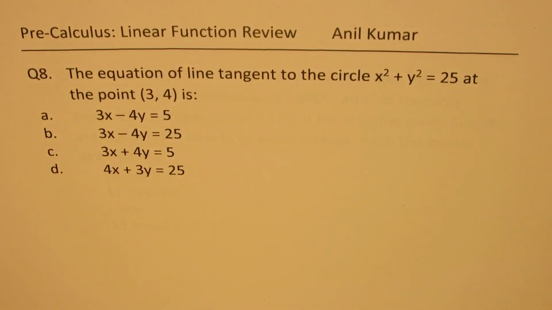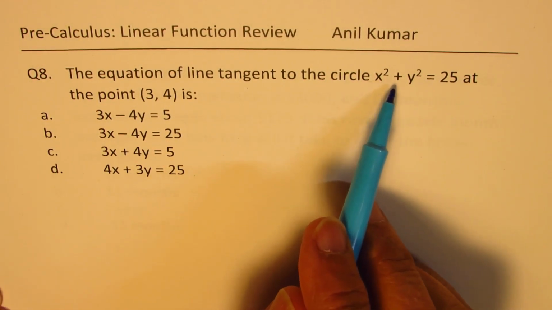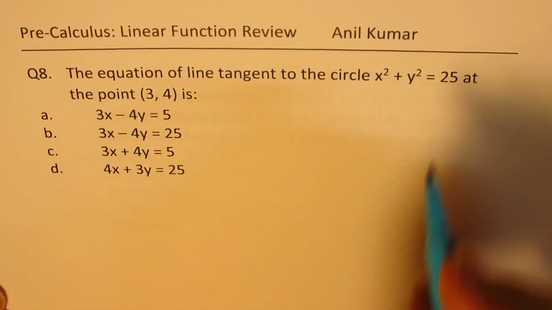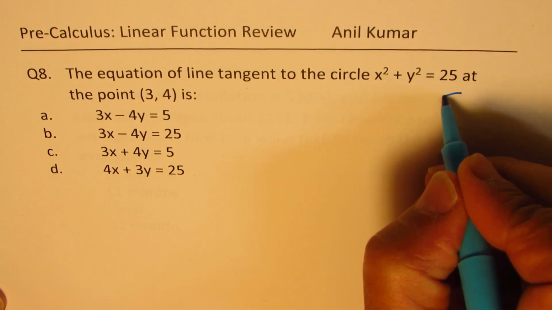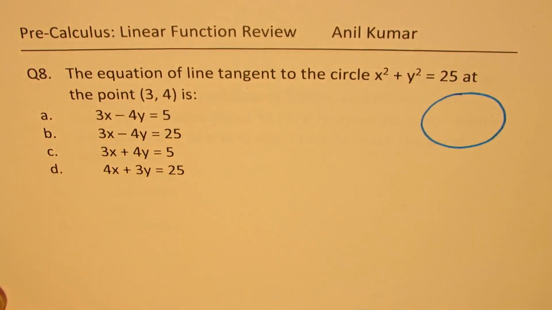Now let's look into the next question, which is: the equation of a tangent to the circle x squared plus y squared equals 25 at the point (3, 4) is what? Now you can actually pause the video, try to answer this question, and then look into my suggestions.